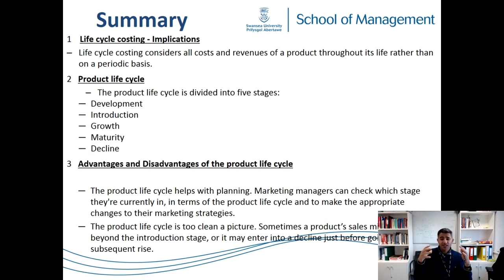Again, in summary, product life cycle costing does help the business to make a decision, but always remember the business cannot rely only on product life cycle techniques in order to make a decision or launch the product based on it. They have to look at other techniques and, of course, other data.